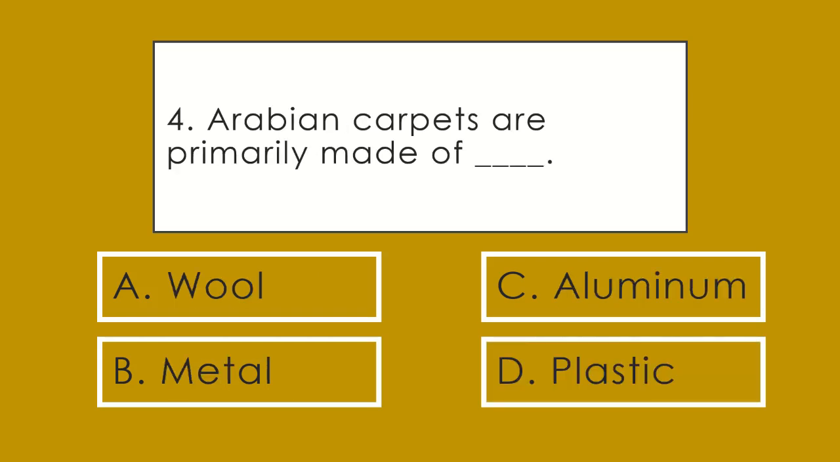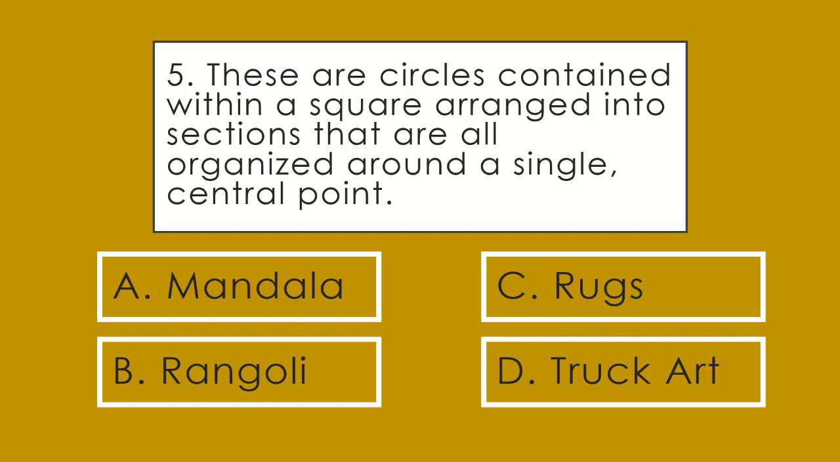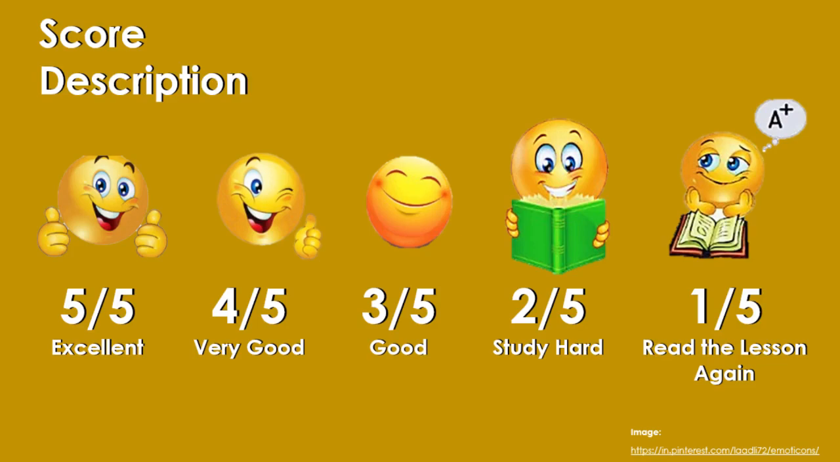For number 4, the answer is? That is correct. A. Wool. And for our last item, the answer is? That is correct. A. Mandala. How much score did you get? Did you get 5, 4, or 3? Now whatever score you got, as long as you've done your best, that is fine.